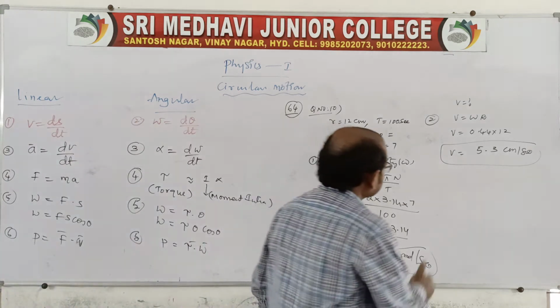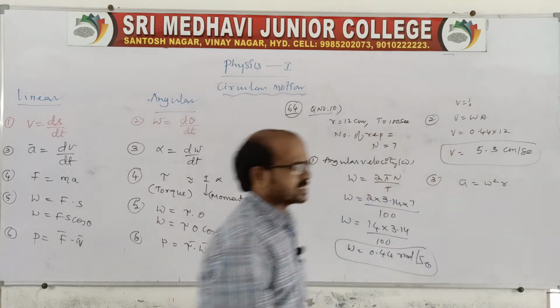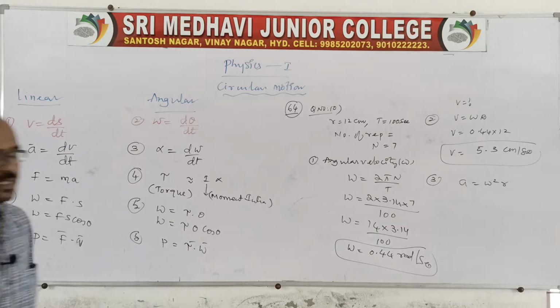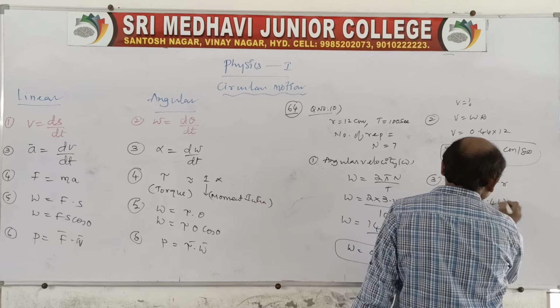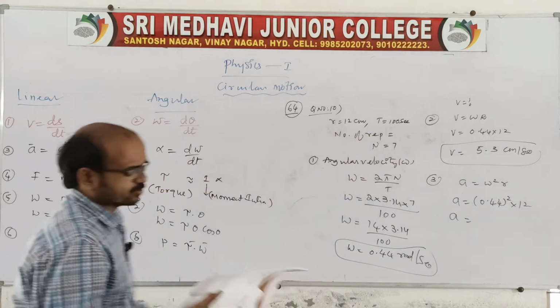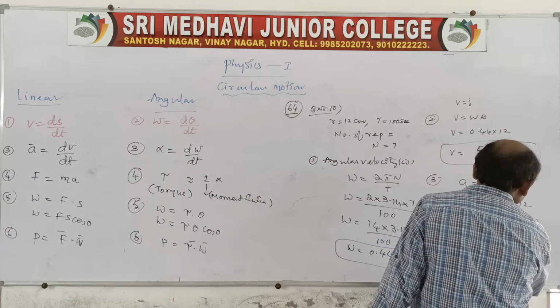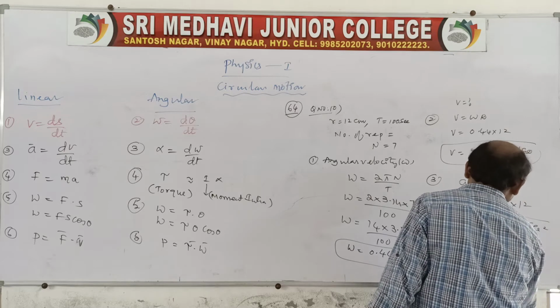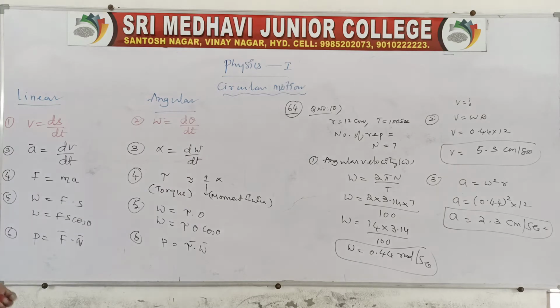Coming to the next one, angular acceleration is also asked. A is equal to omega square R. This we already proved in the previous class. Omega is already there, so A is equal to 0.44 whole square into radius 12. Square it first, then multiply. We get the final answer as 2.3 centimeter per second square, because we are taking the CGS system. If you want it in MKS, multiply by 10 power minus 2, so that you get meter per second square also. Clear?